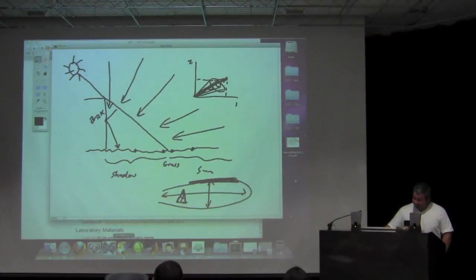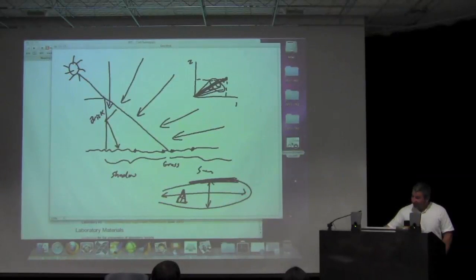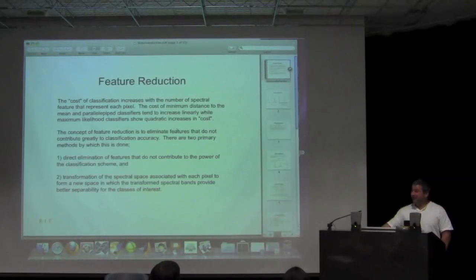But this concept called feature reduction might in fact just do that, which is the last topic I want to cover.